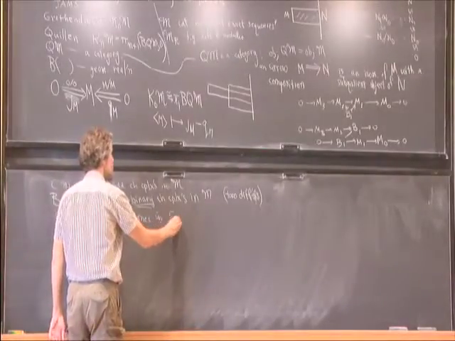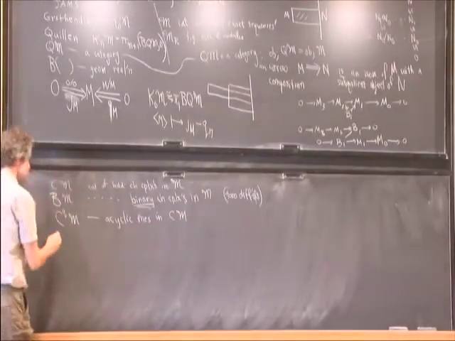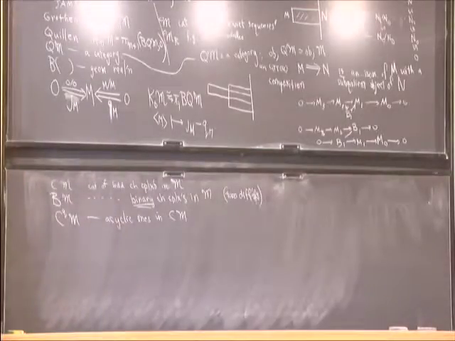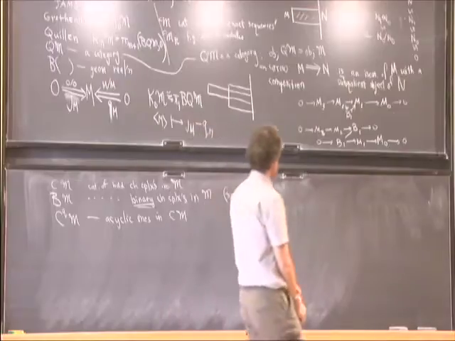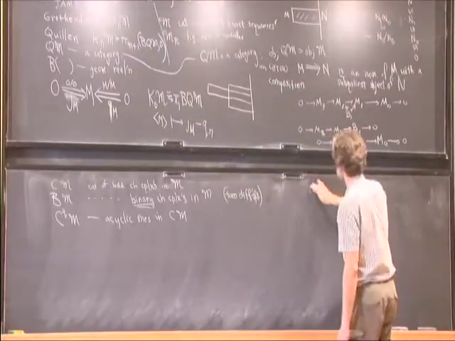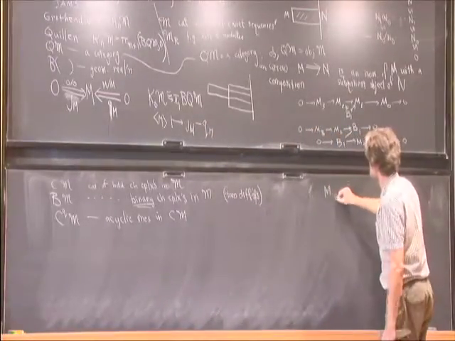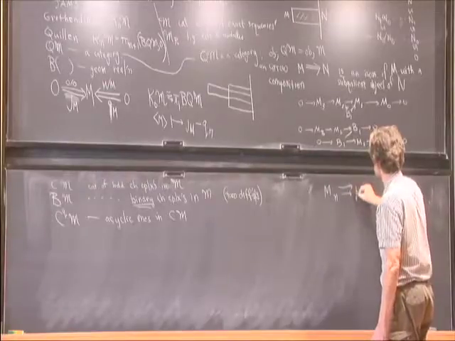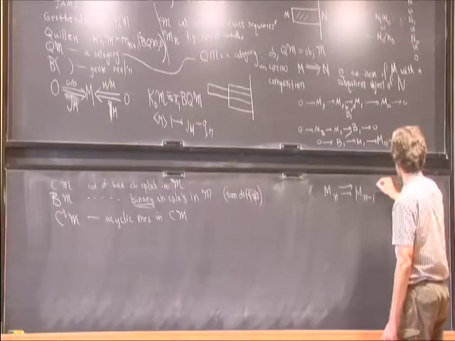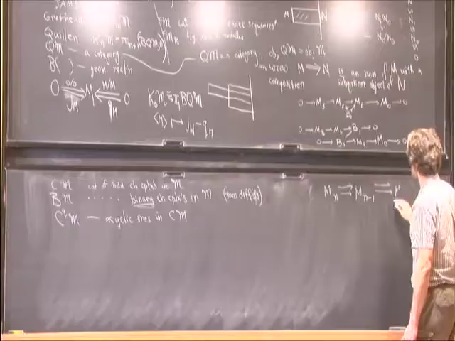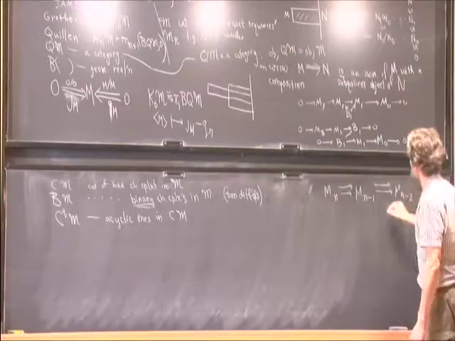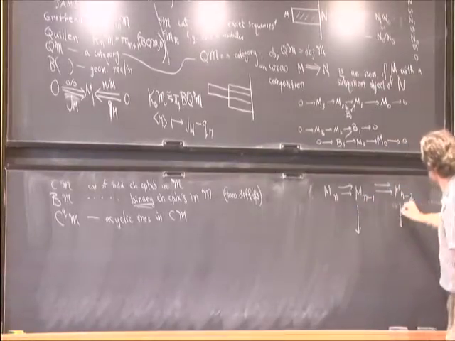In CM. What are the morphisms? Oh yeah, what are the morphisms? Well, so a morphism is first of all a morphism of underlying graded objects.